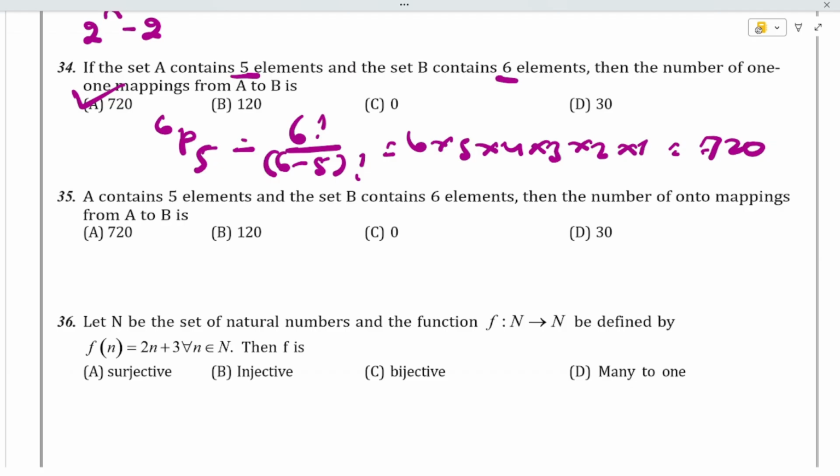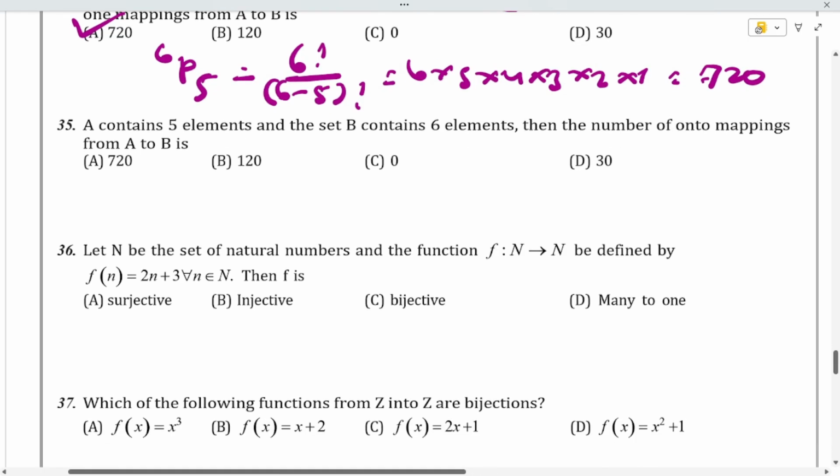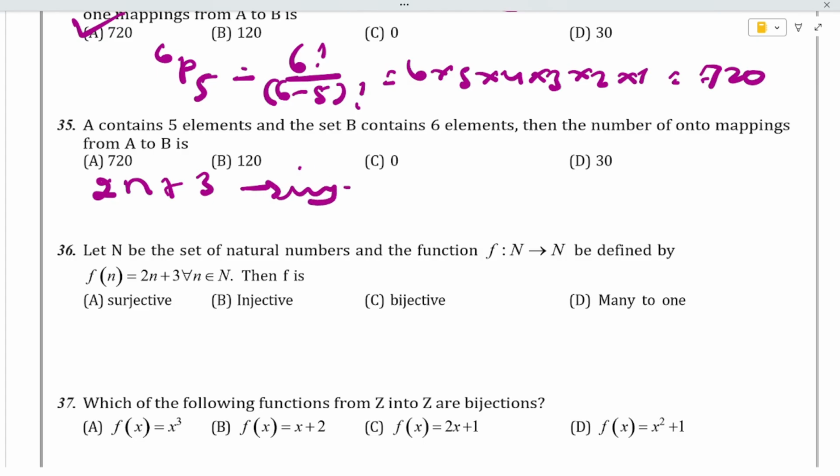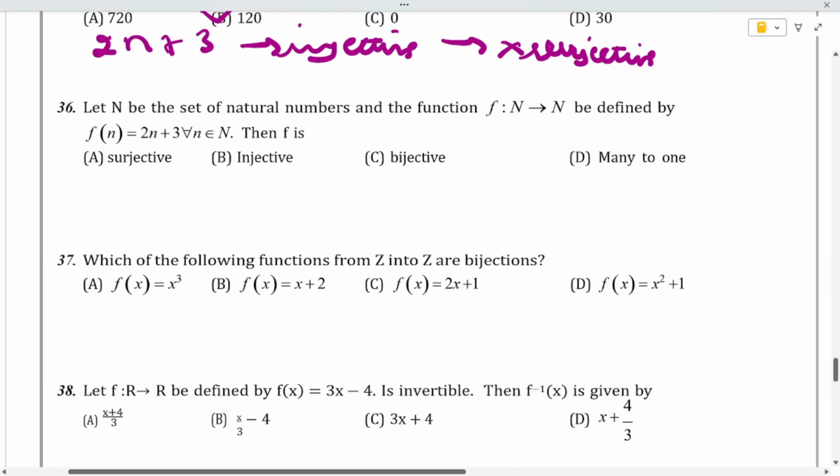Now the 35th question. A set contains 5 and B contains 6 elements, then the onto mapping. You have one-one, we studied. Now for onto, you have to say 2n plus 3 is injective, okay, injective, but it's not surjective. So the answer will be option B, 120.